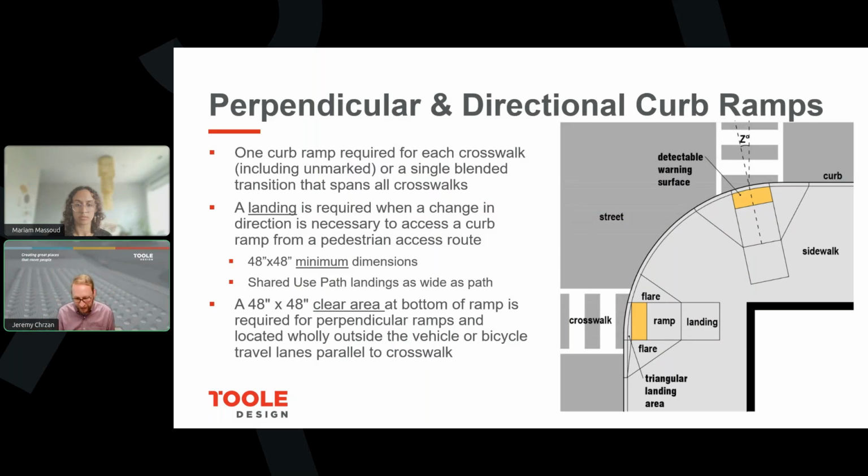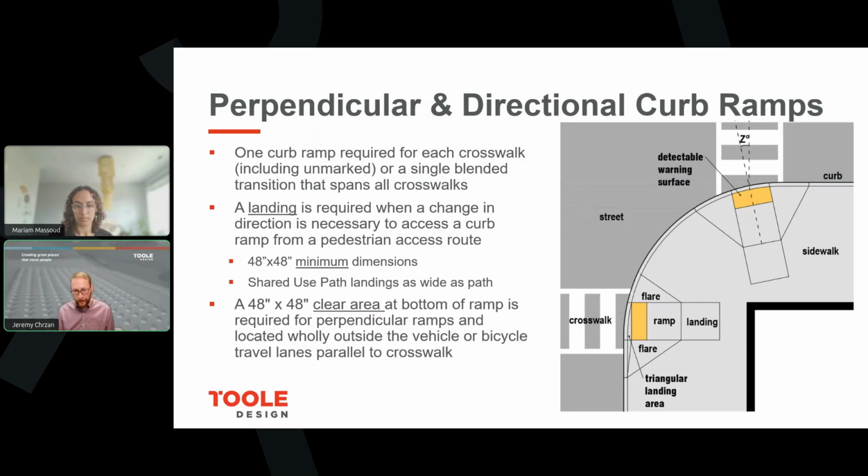And you can see that in the lower part of that image, where it is showing a small triangular area, and that's always a telltale sign that it is a directional curb ramp. And you can see that that curb ramp perfectly aligns with the orientation of the crosswalk.